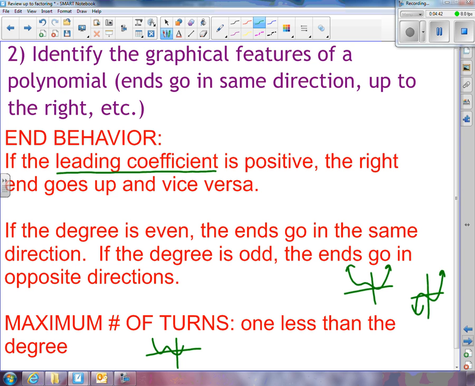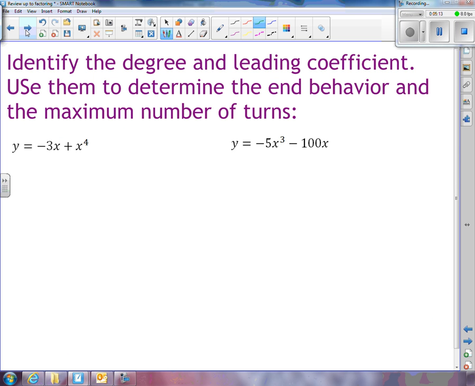Your graph could look like this. The degree is 5, so our maximum number of turns could be 4. Turn here, here, here, and here. But it doesn't have to. If our degree is 5, we know that the ends go in opposite directions, but it doesn't have to have any turns. This is just the maximum number of possible turns. It depends on how many times your graph hits the x-axis.